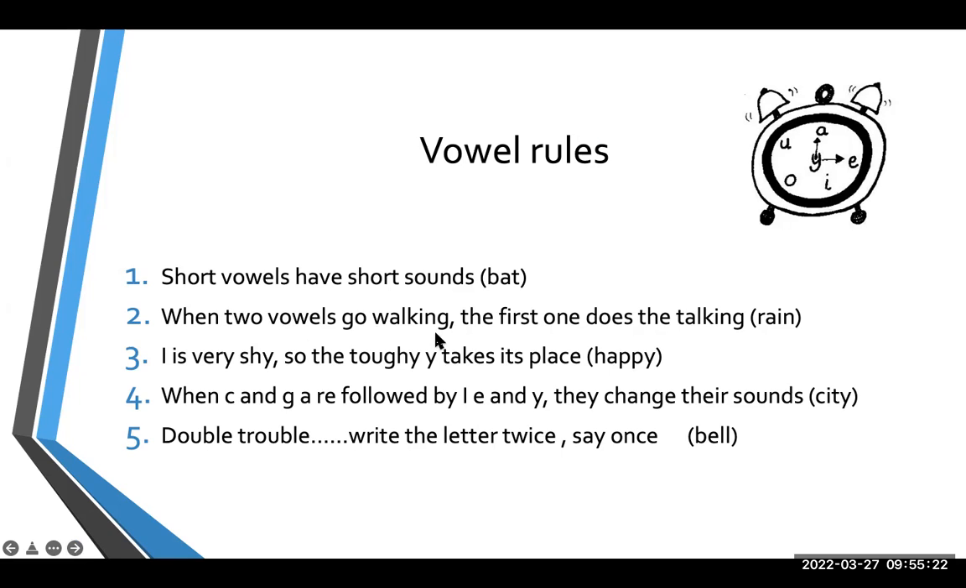When two vowels go walking, the first one does the talking. It's very famous rule. Two vowels go walking, the first one's name is coming in the sound like A. I is very shy, so the toughy Y takes its place.